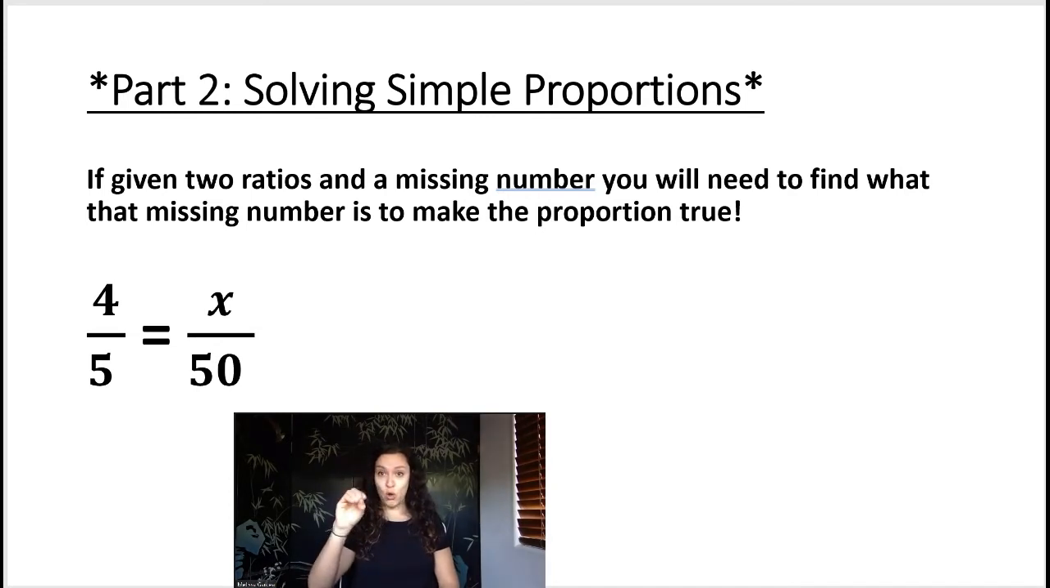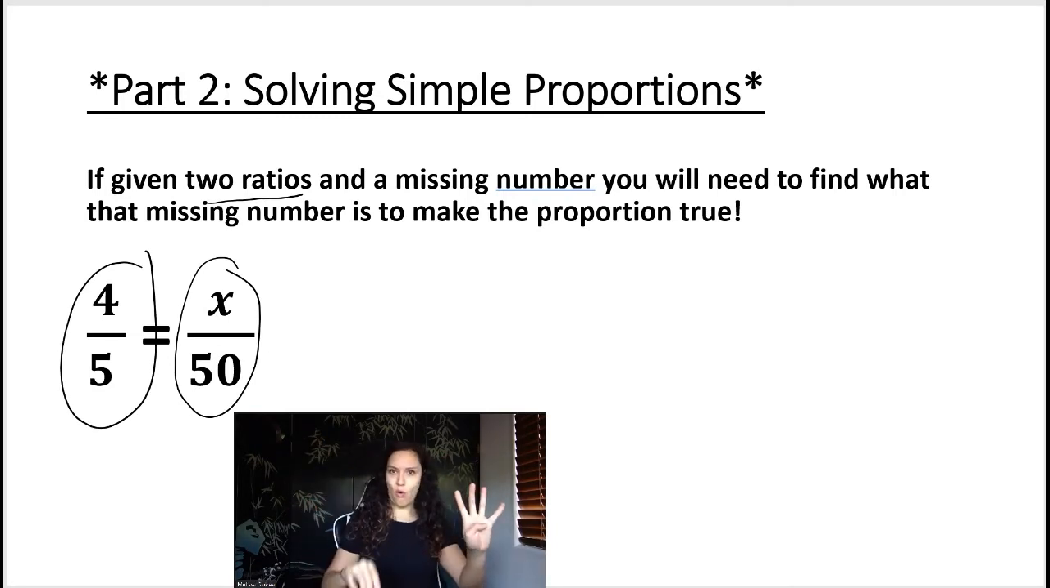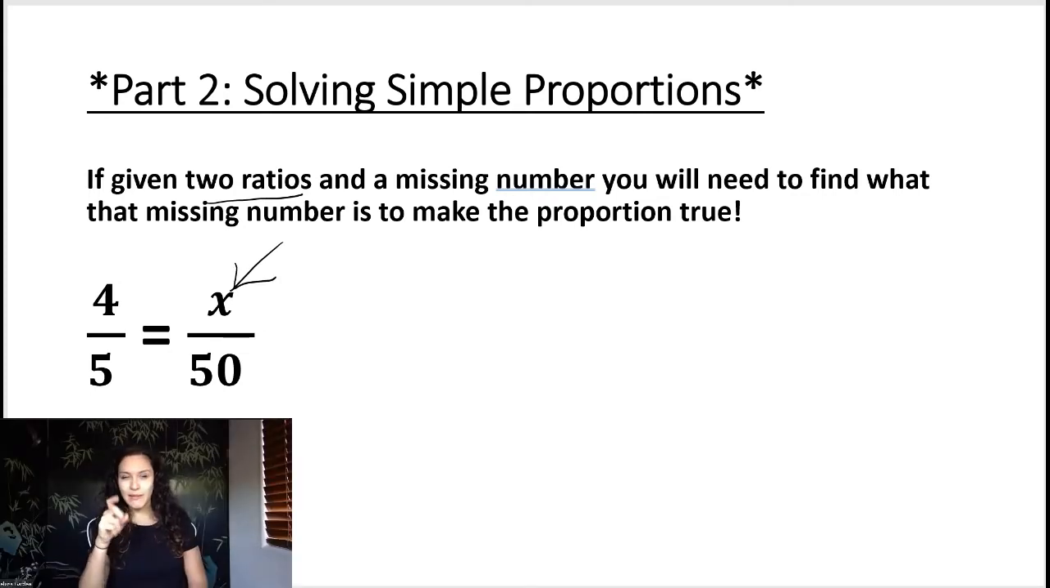If I give you two ratios, these fractions are ratios. A ratio compares one quantity to the other, like 4 to 5, x to 50. If given two ratios and a missing number, here's my missing number, you will need to find the missing number to make the proportion true.